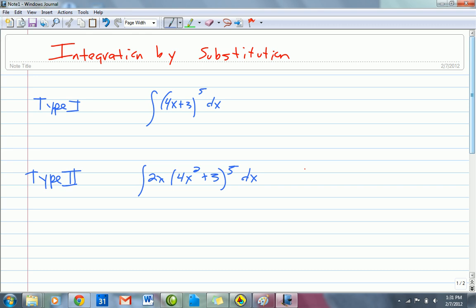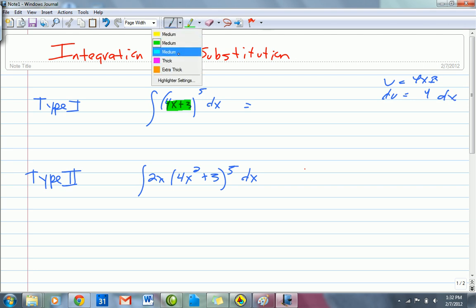In this video, I'm going to show you a couple other techniques that utilize substitution. So we've already gone over these type 1 and type 2, and here's a type 1 where that's going to be my u, that 4x plus 3. And so if u is 4x plus 3, I'm going to let u be that 4x plus 3, which means du, my differential u, is 4 dx.